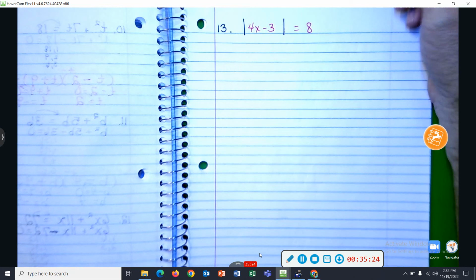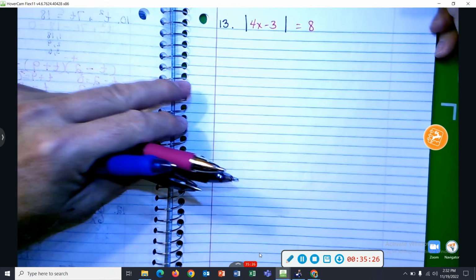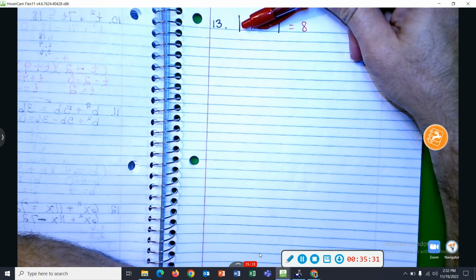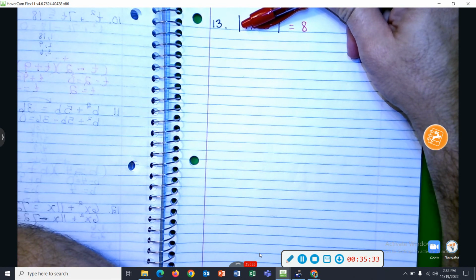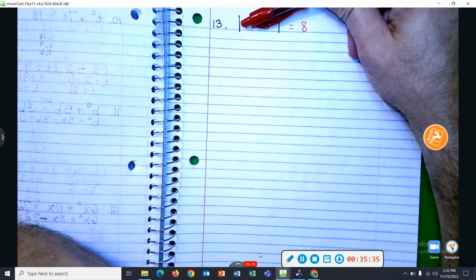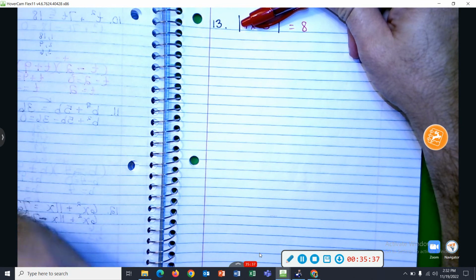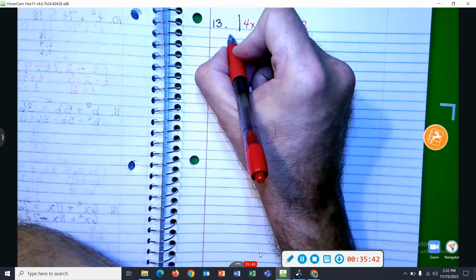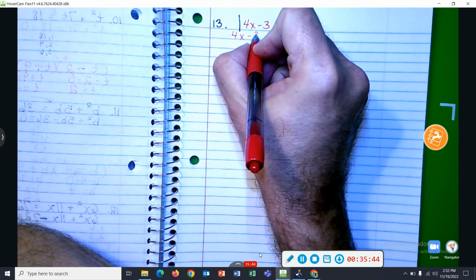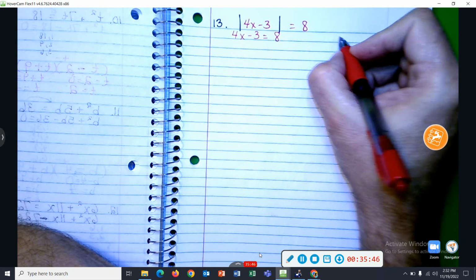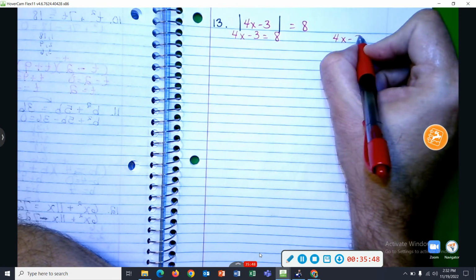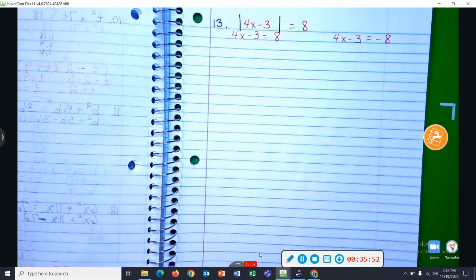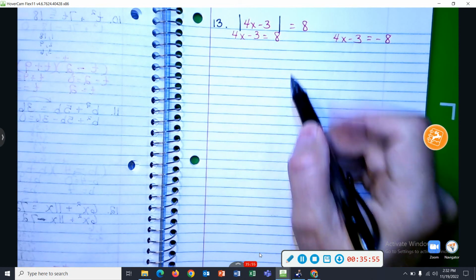Well, the logic to solve this equation is to know that there's really only two numbers that can be inside here. What are the only two numbers that have absolute value equal to 8? Well, 8 or negative 8. So take what's inside the absolute value bars, set it equal to positive 8, then set it equal to negative 8, and go through and isolate the x.